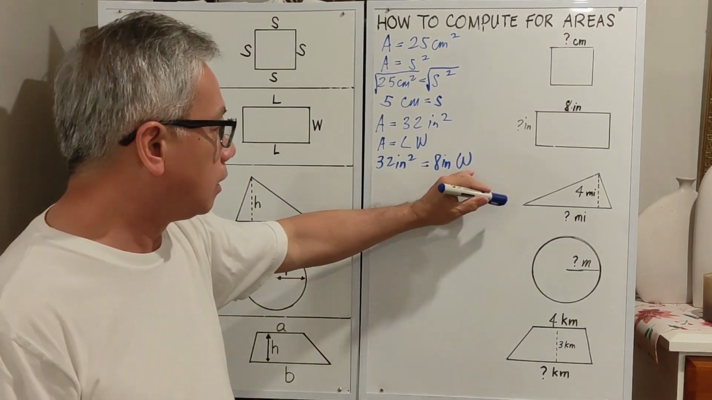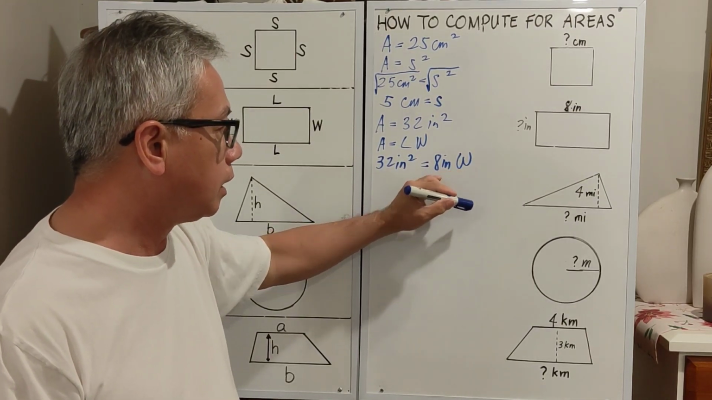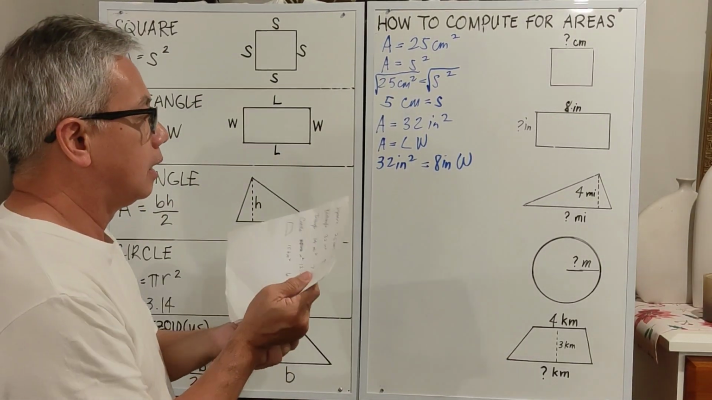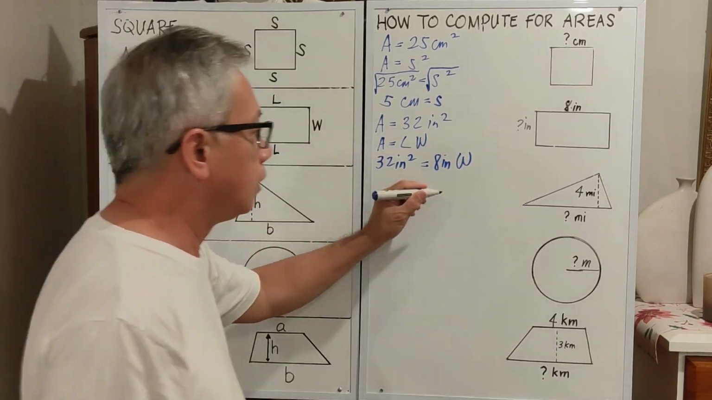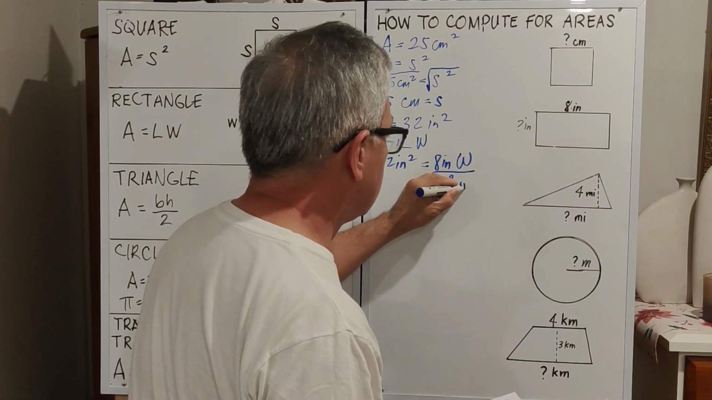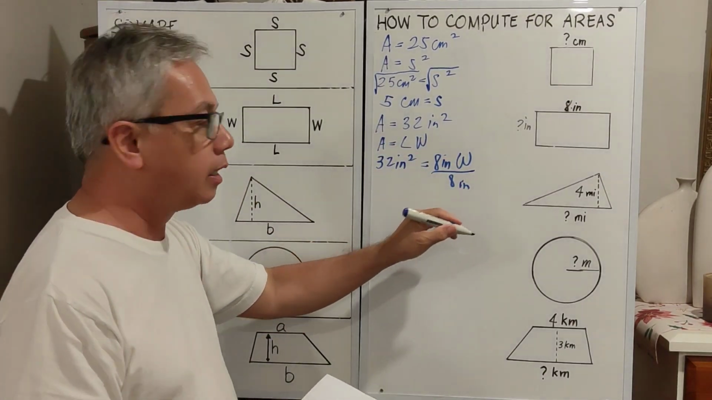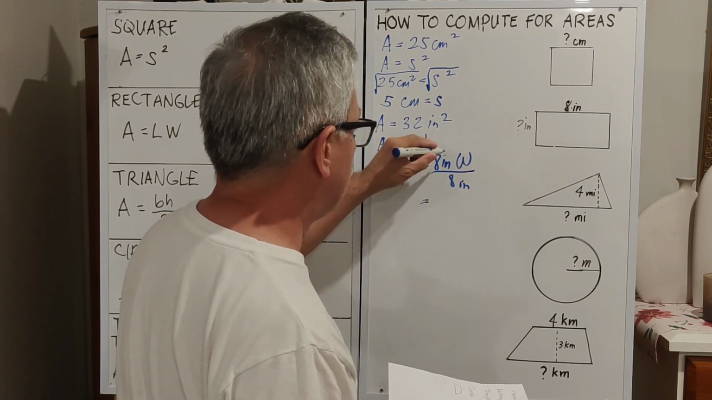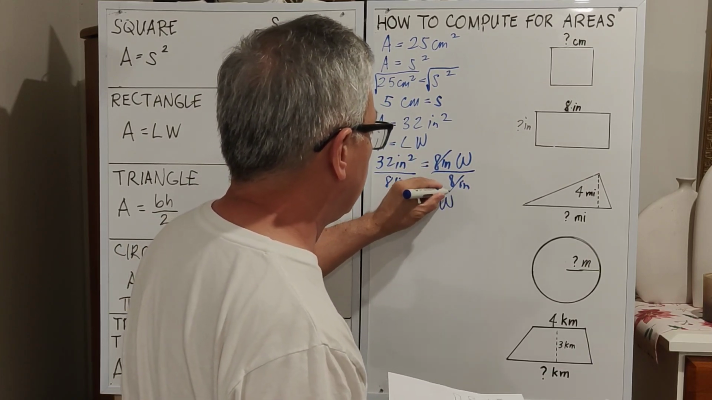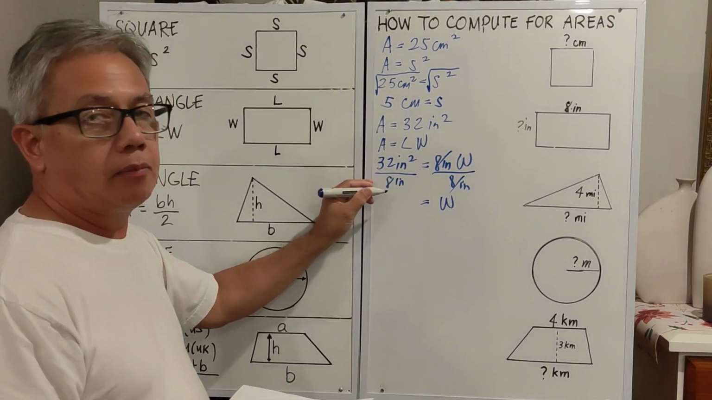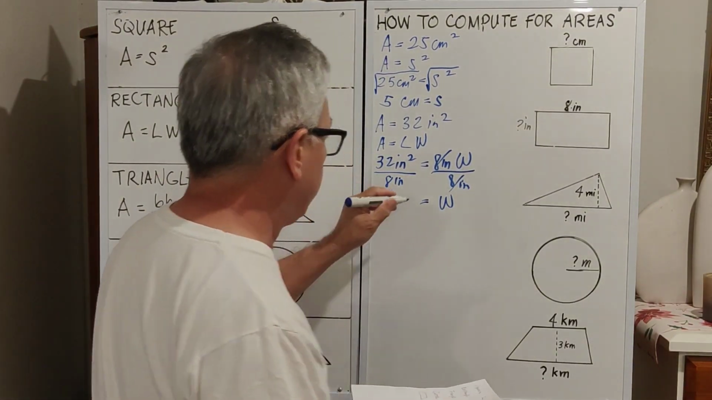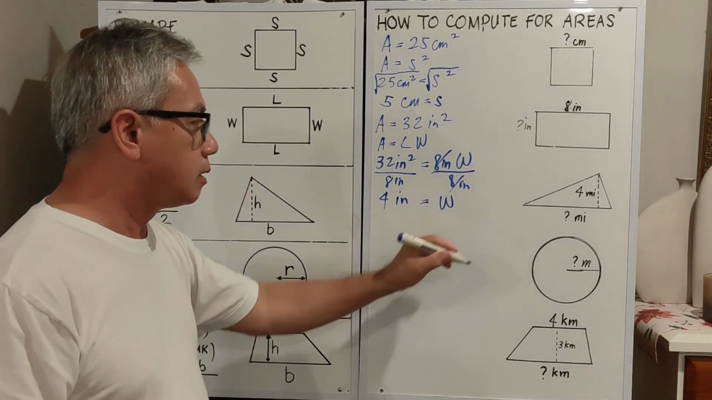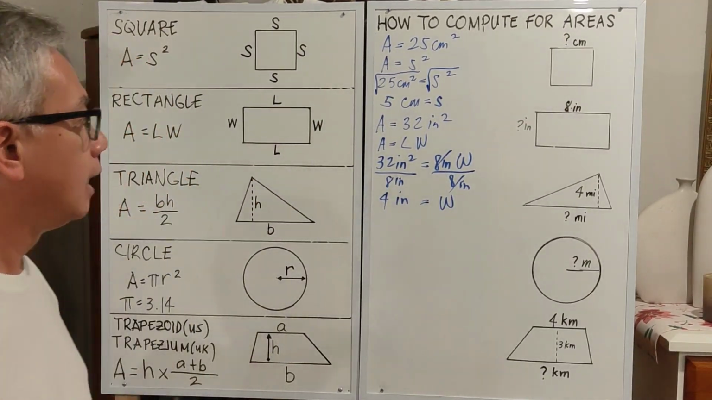What is together with the width is 8 inches. So we need to remove 8 inches. It is multiplied, so we need to divide by 8 inches. If we divide the right side by 8 inches, we also have to divide the left side by 8 inches. So this will cancel out, leaving W. 32 divided by 8 is 4. Inches squared divided by inch is only inch. So the width is 4 inches.